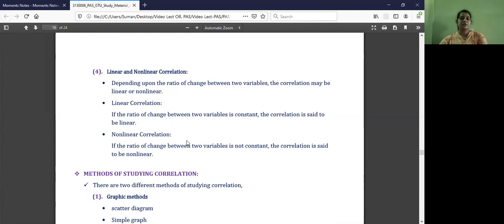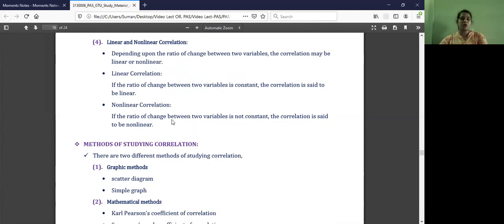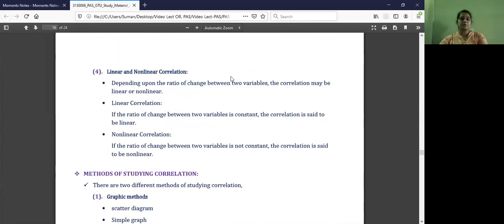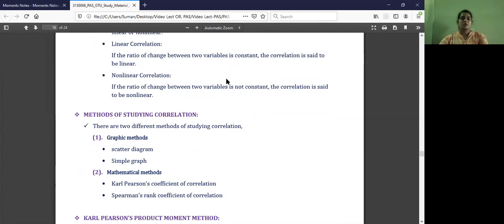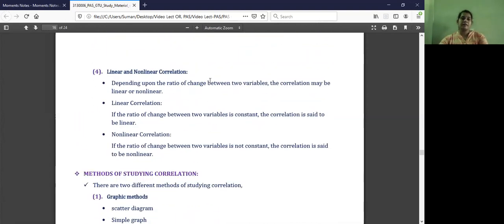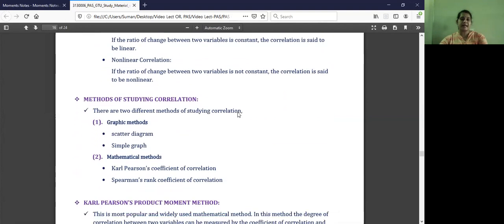And the non-linear correlation is if the ratio of change between two variables is not constant, the correlation is said to be non-linear. This is the simple theory according to coefficient of correlation. So keep in mind, there are four types of correlation, and this is a simple definition and examples.